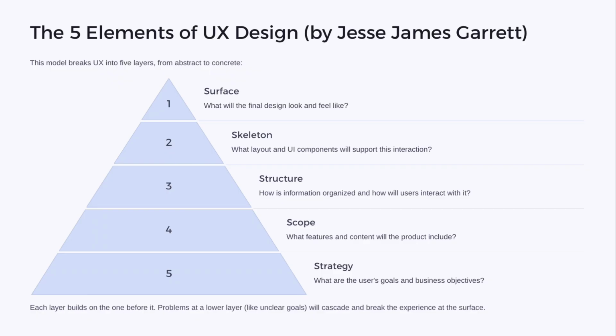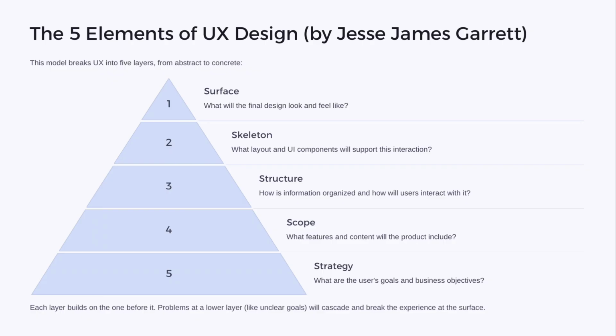Okay, the organization. Then we move to the skeleton layer. This is where designers think about the specific layout, the UI components, the navigation systems that will support these interactions. So like wireframes, those basic blueprints. Exactly. Wireframes, those low-fidelity blueprints of screens, really take shape here. It's the bare bones of the interface. And finally, you get to the surface. The surface, the most concrete layer. This is what the final design will look and feel like. The visible UI, the colors, the typography, everything we as users actually see and interact with.